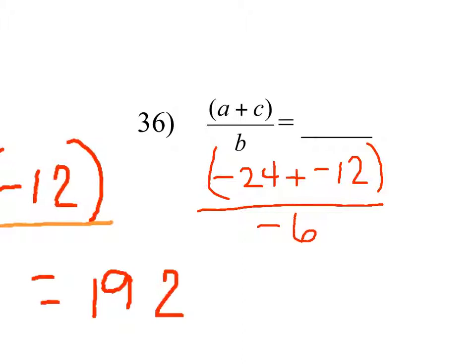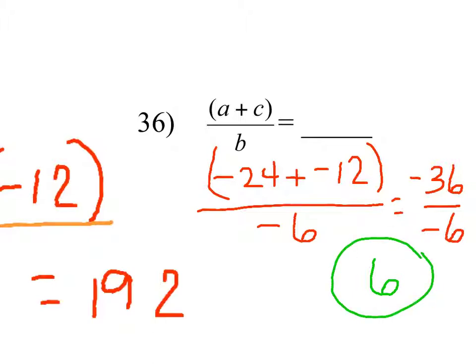In doing this problem, we're going to take negative 24 plus negative 12, which is negative 36, and we're going to divide by negative 6. So the numerator simplified to be negative 36. The denominator is negative 6, so a negative divided by negative is going to be positive. So positive 6 is our answer. So 36 was 6.